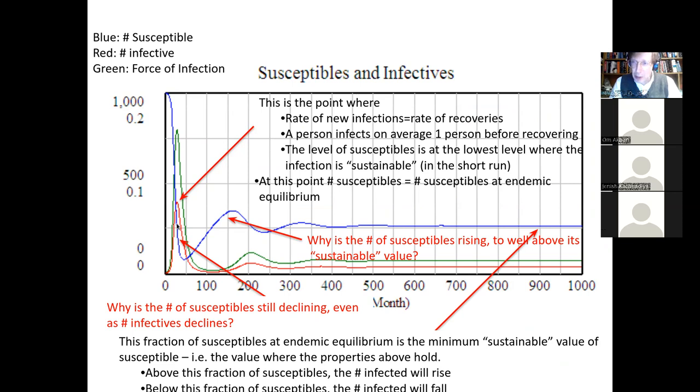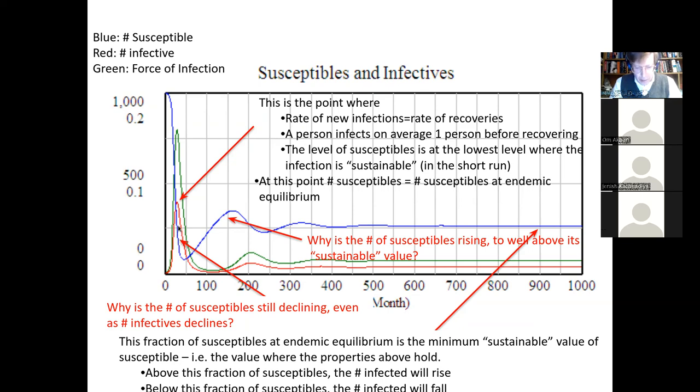As it's dropping, what else is dropping after that? At the peak, the fraction of susceptibles was at this equilibrium value, which is just here. It's the same value that's reached at this peak. But the number of susceptibles is dropping here. Why is the number of infectives dropping? Why is the number of susceptibles dropping also?